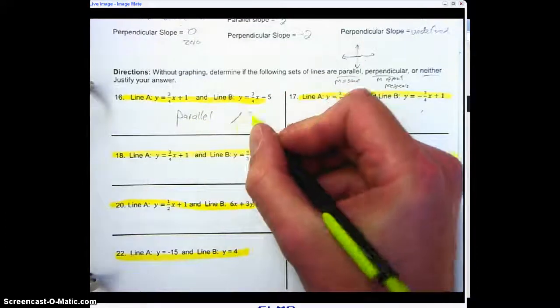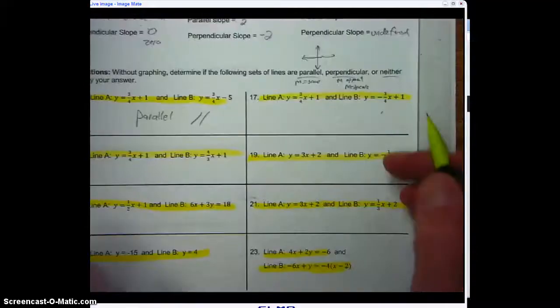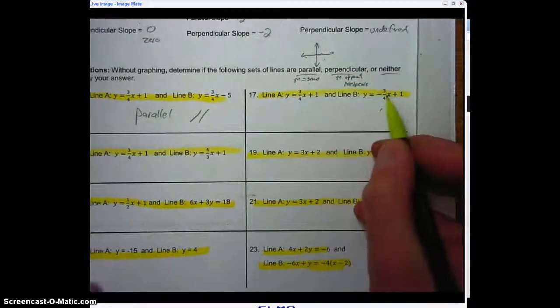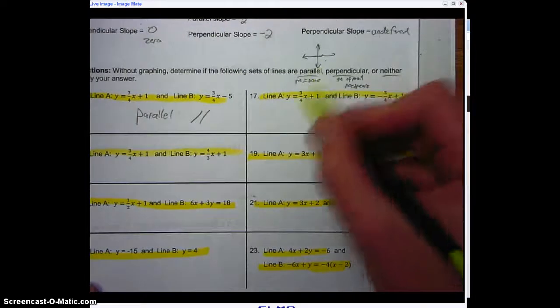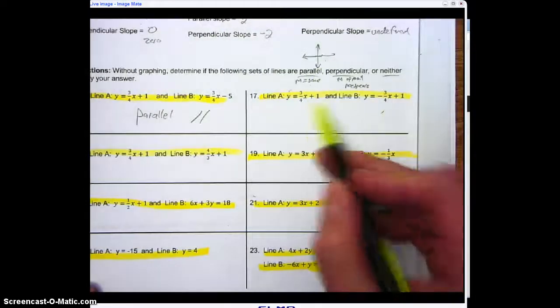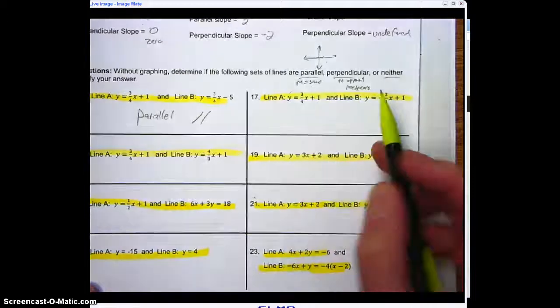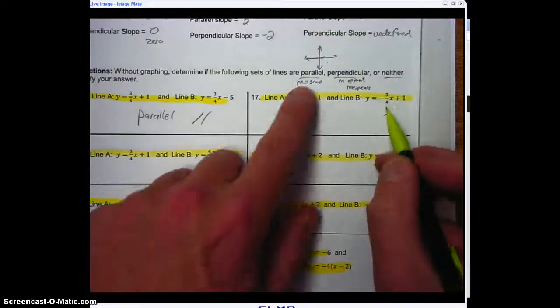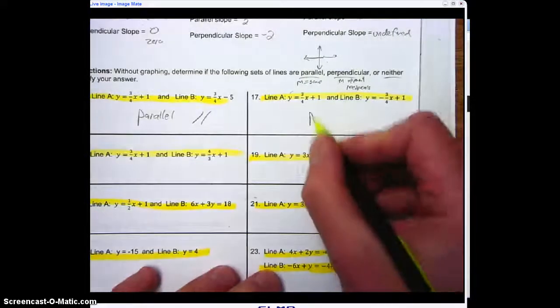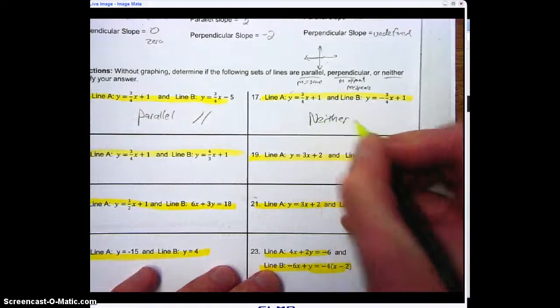I'm going to write the symbol for parallel. Number 17. Is 3/4 the same as -3/4? No, it's not. So it's not parallel. Is 3/4 the opposite reciprocal of -3/4? Well, it is the opposite, but they're not reciprocals, so the answer to this is neither.